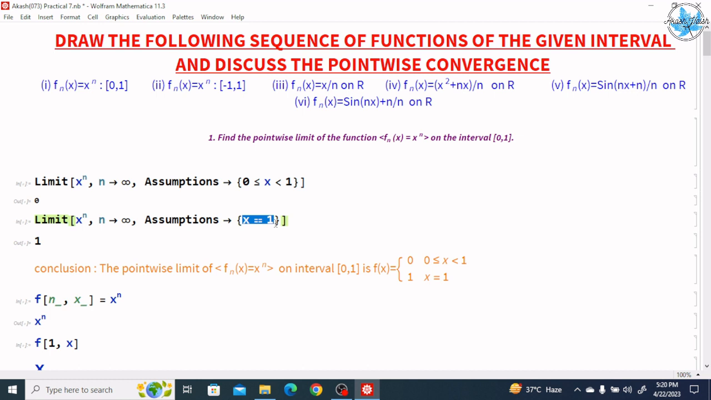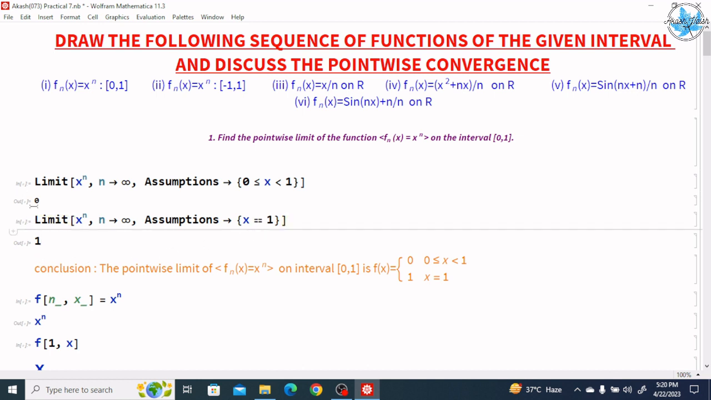Now my function will become 1 to the power n. So 1 to the power n tends to what? The limit will be 1. So always remember, when you put the value of a variable, you have to use the double equals to sign. Do not use the single equals to sign, then it will not take your value. So give the double equals to sign.